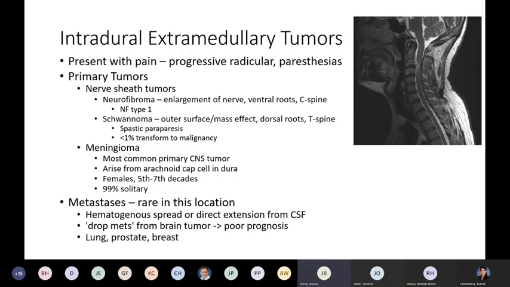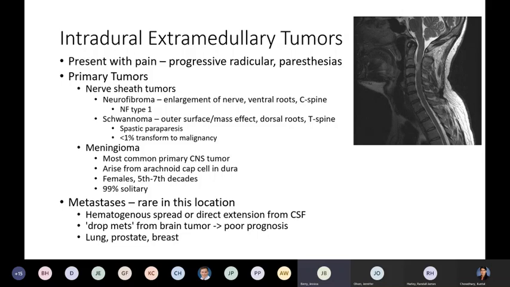So the next category, intradural extramedullary. Again, these are also going to present primarily with pain, more common to have some progressive radicular pain and paresthesias. Primary tumors that will occur in this area, you'll have two types of nerve sheath tumors, most commonly, so neurofibromas associated with neurofibromatosis type 1. That results in enlargement of nerve ventral roots, most commonly occurs in the C-spine. This is a neurofibroma in this picture.